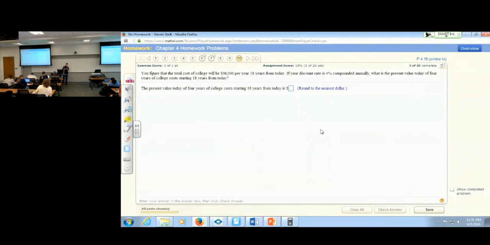This one says, you figure the total cost of college will be $96,000 per year, 18 years from today. Those of you that are looking to have kids and want to fund their college education, this ain't all that far off. If I apply the existing rate of inflation to college tuition, I'm going to be paying over $100,000 a year per kid by the time my 5-year-old's in college.